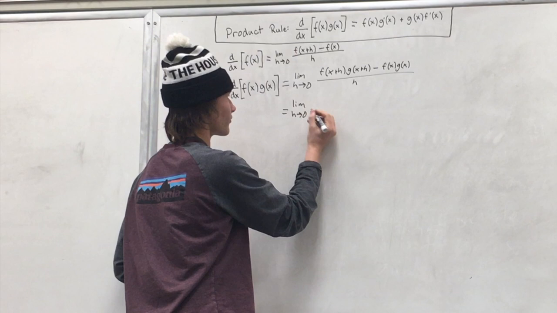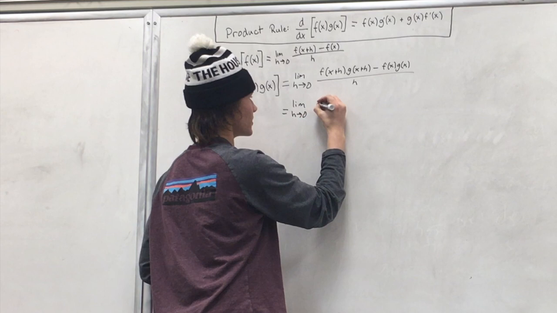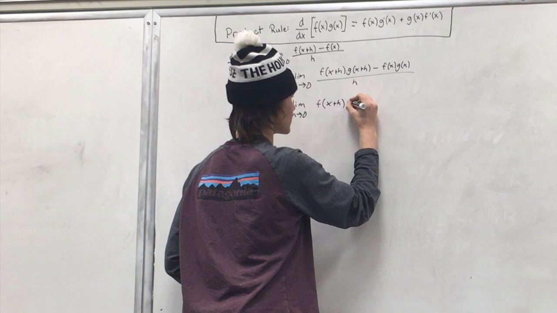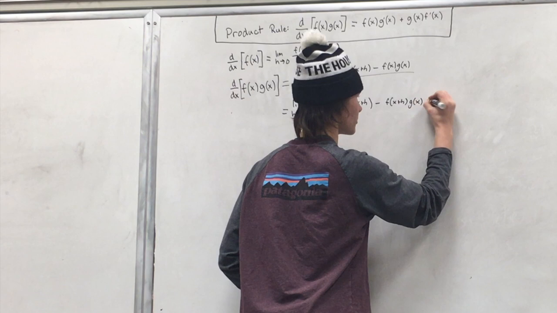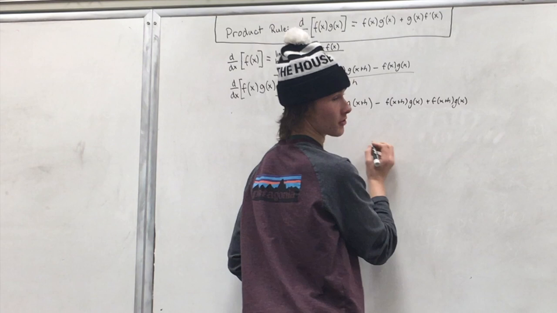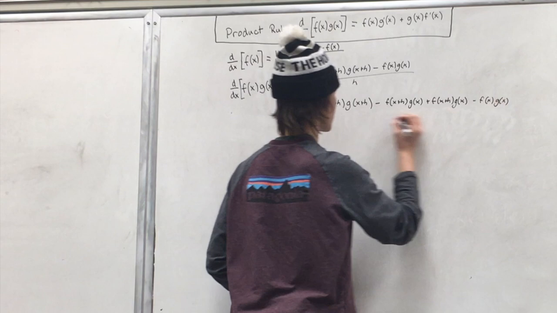From this, we can state that the limit as h approaches 0 is f of x plus h times g of x plus h, and then we're going to say minus f of x plus h times g of x plus f of x plus h times g of x, and then all the way at the end we're going to have this minus f of x times g of x, and that's all going to be over h.